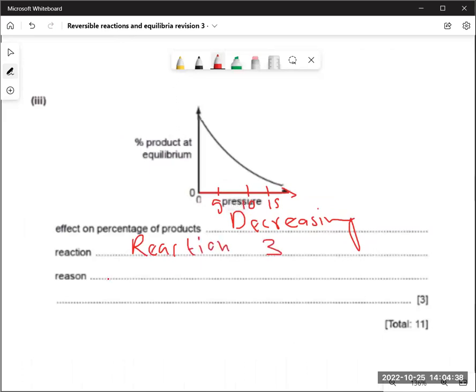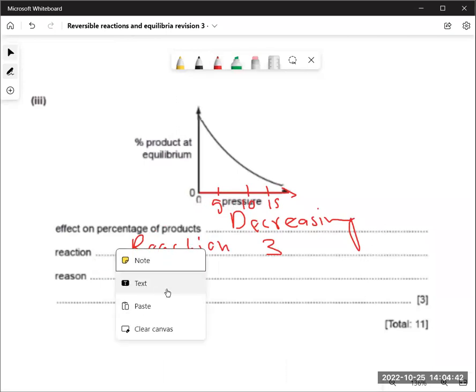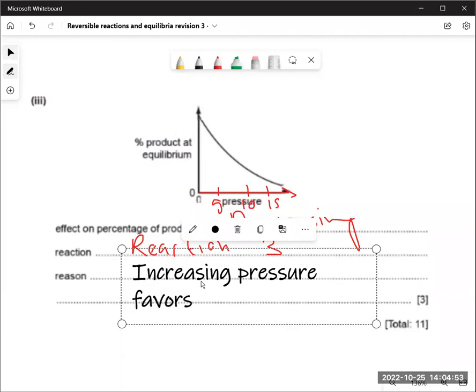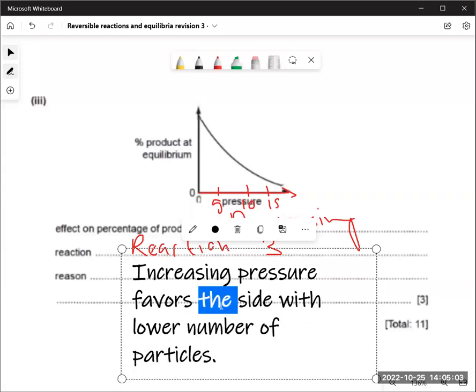So the reason is: decreasing the pressure, increasing the pressure. Increasing the pressure favors the side with the lower number of particles. But we won't say the side, we'll just say reaction side.